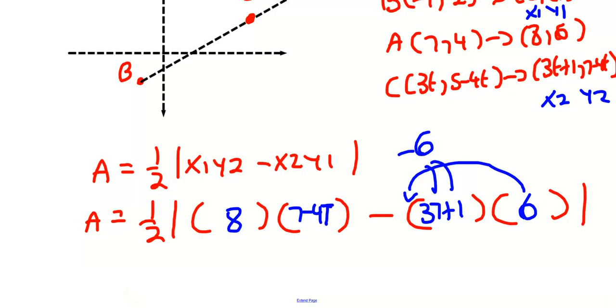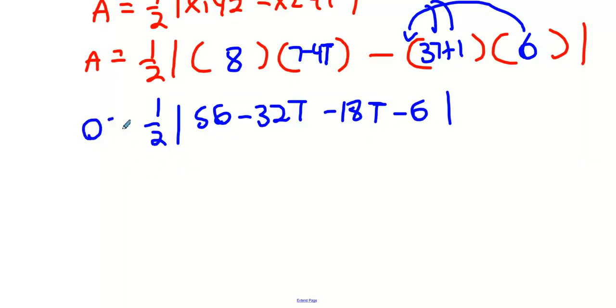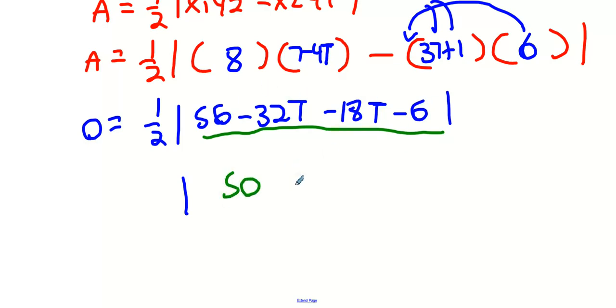And here we go. We're going to have a half. So 56 minus 32t. And then we're going to have minus 18t. What else? -6. And lucky for us, the area is 0. 2 times 0. So we can just concentrate on this part now. That's what causes it to be 0 at the end of the day. So 56 take away 6 is 50 minus 50t.